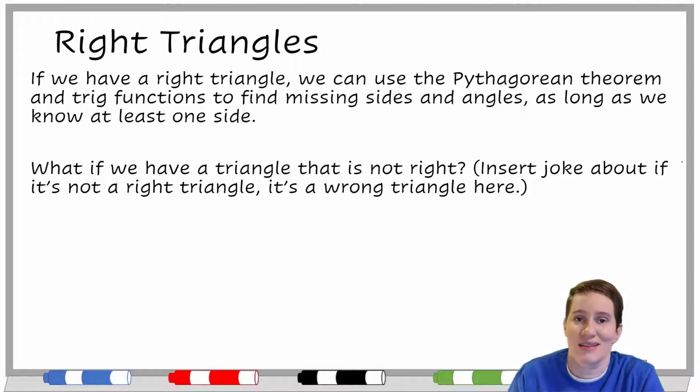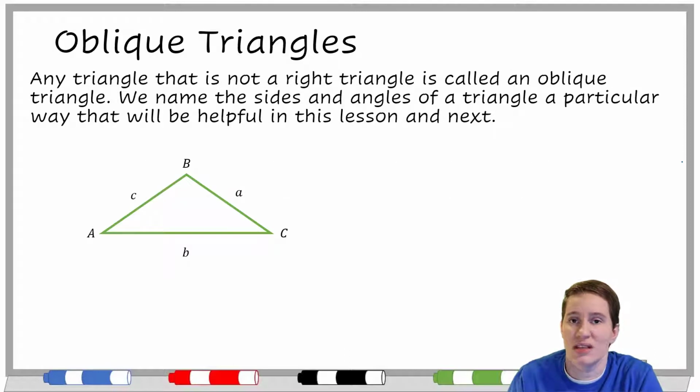So that's not actually what we name non-right triangles. We don't name them wrong triangles. They have their own special name. They are called oblique triangles. So any triangle that's not a right triangle is called an oblique triangle.